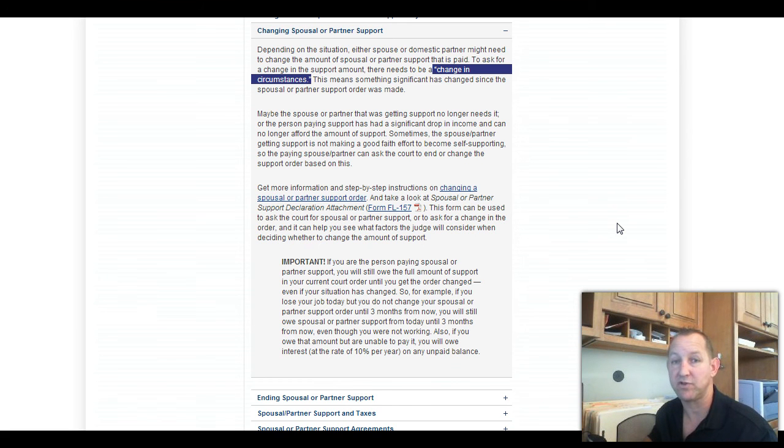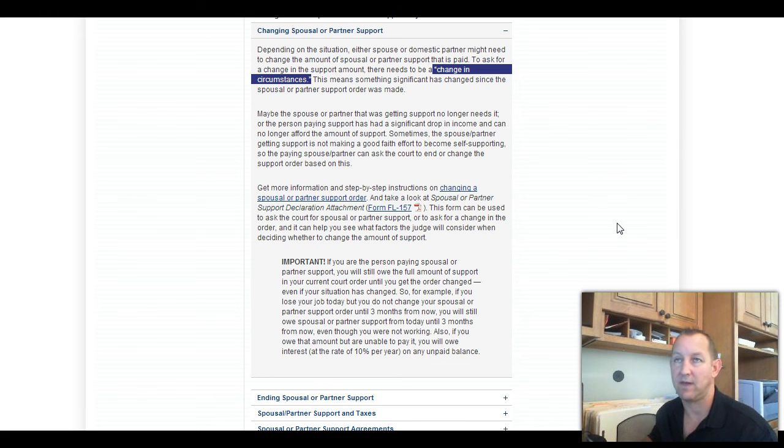Did one spouse lose a job and is now making no money? Did one spouse get a significant raise or a new job and is therefore making more money? And that could be on either spouse. So if you're the one receiving support and you got a job and are earning more income, your spouse may file for a modification to reduce support based on your new income. And the same can apply to them.